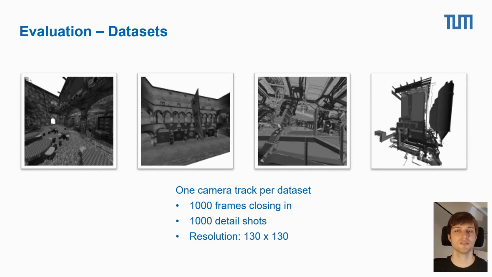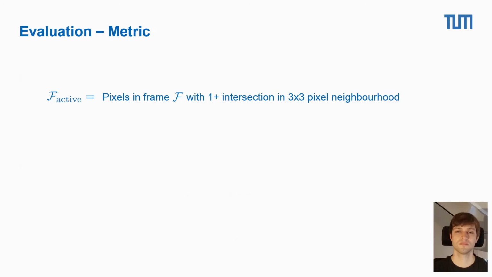For all datasets, we compose camera tracks of 2000 frames that start far away, then close in over 1000 frames, and finally explore the scene's detailed geometry in another 1000 frames. The resolution of each frame was chosen as 130×130 pixels, so that level of detail effects are noticeable in most frames. Depending on camera location, the scene may not cover the whole viewport, especially in long-distance shots.